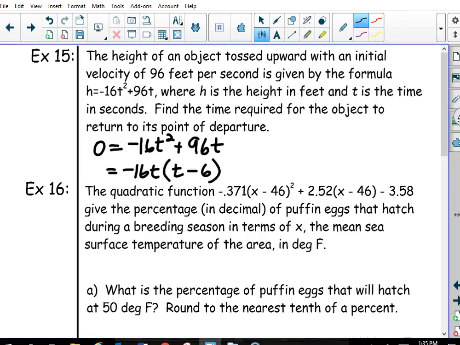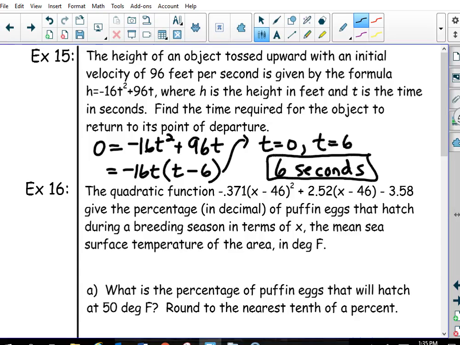But if you look at this, you have 2 possible solutions. First solution is -16t is equal to 0. Well, that just means t is equal to 0. And that makes sense because it was at 0 time that they threw the object. And our second solution is t equals 6. So it's going to take 6 seconds for the object to return to the ground.